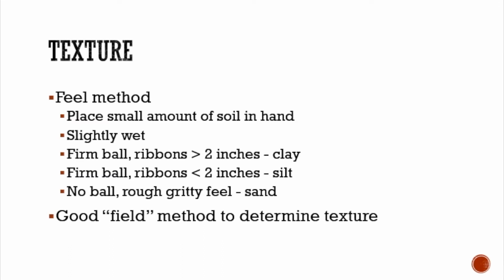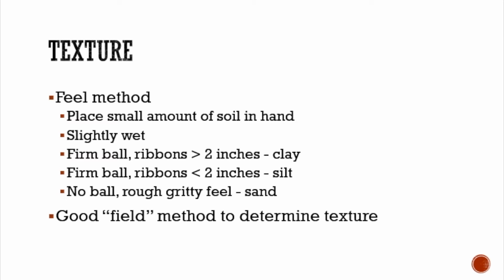We can also do this in a less formal format by doing what's called a field method. And that's where we would place a small amount of soil in our hand. We would slightly wet it. Then we would try to form a ball out of that soil by squeezing it in our hand. If we can have no ball present, if it just breaks apart in our hands, then we know that we have a sandy soil. If it will form a firm ball, then we squeeze that soil through our thumb and our forefinger to see if we can squeeze a ribbon out of that soil.